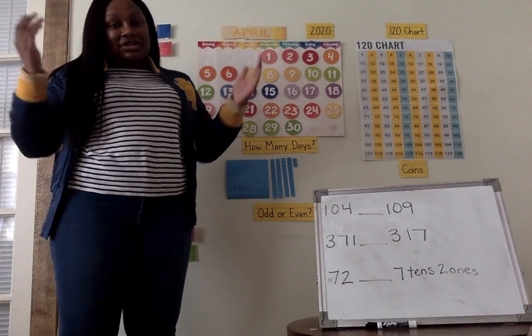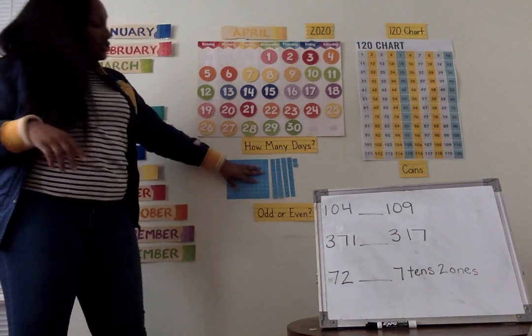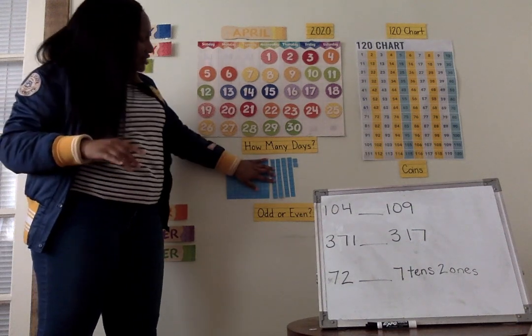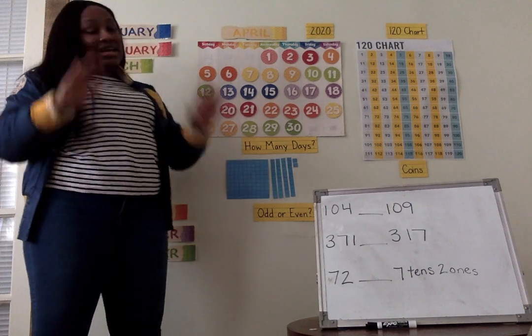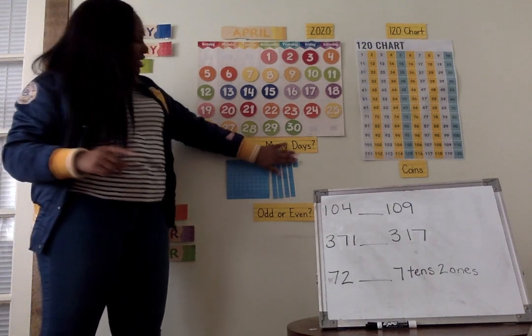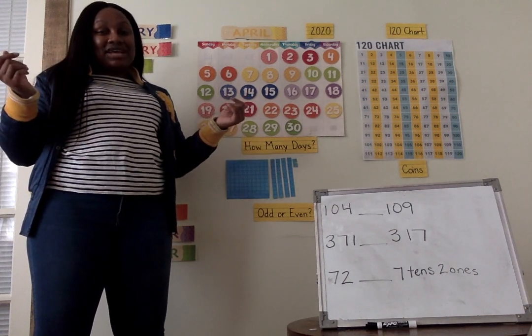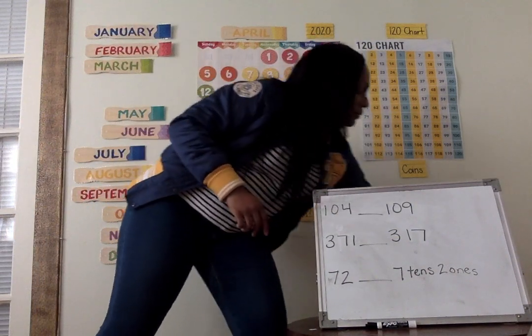How many days have we been in school? Count with me. Get ready. 100. Stop. Switch. Count by tens. 110, 120, 130, 140. Stop. Switch. Count by ones. 141, 142. We've been in virtual school a new day, so I need to add. You're right, I need to add one more.